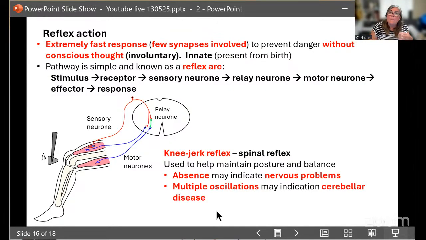Now, if you have multiple oscillations, if you hit underneath the patella, and what then happens is the leg kicks out a number of times, that's going to indicate that there's potentially cerebellar disease because your cerebellum is the one that is actually coordinating your balance and your posture.